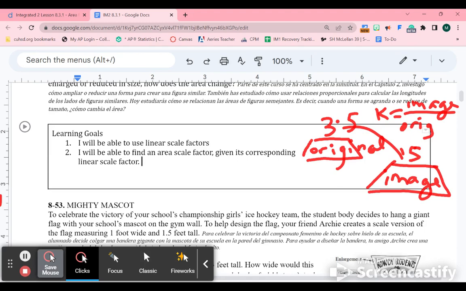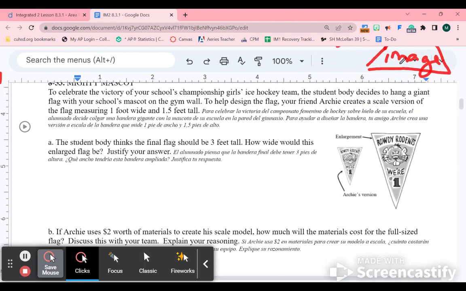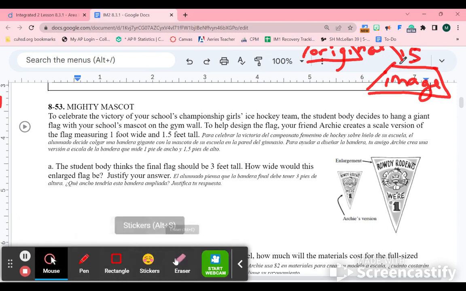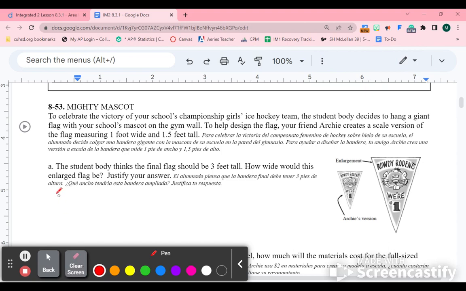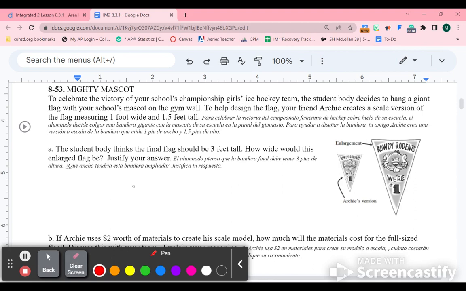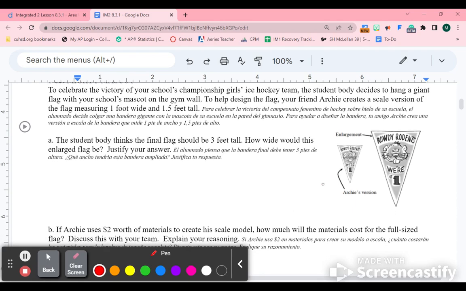Okay, let's keep going with the first problem. This problem is called Mighty Mascot. To celebrate the victory of our school's championship girls ice hockey team, the student body decides to hang a giant flag with our school's mascot on the gym wall. This is the flag. To help design the flag, our friend Archie created a scale version of the flag measuring 1 foot wide and 1.5 feet tall.